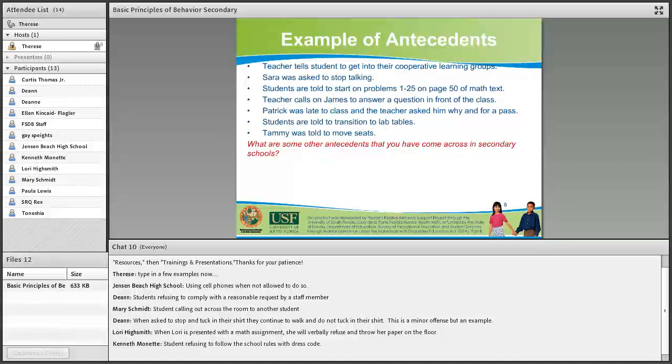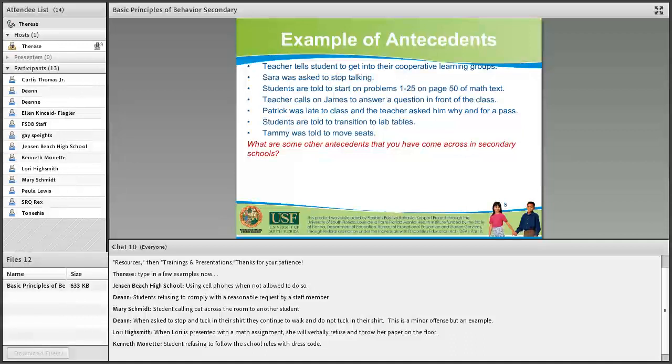So now you guys gave me some good examples of behavior before, and a couple of them also included some antecedents. Like with Deanne's example, your antecedent was the student was asked to stop and tuck in their shirt. So that's an antecedent, and the behavior is they continue to walk. Lori, in your example, you also gave an antecedent. When Lori's presented with a math assignment, that was your antecedent.